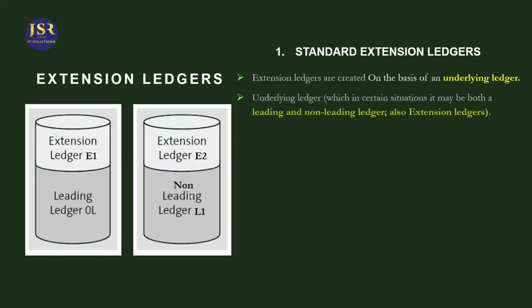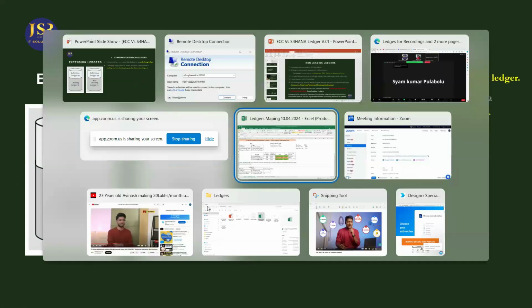So the point here is that an extension ledger needs to be created on top of a leading or non-leading ledger only. In some cases, I can't create an extension ledger independently. Why I can't create it independently, I'm going to explain. I'm also going to take an example of the main purpose of the extension ledger introduced in S4HANA, and discuss it in more detail.